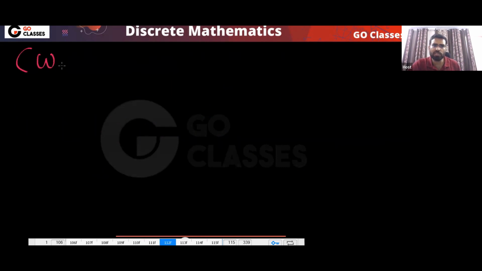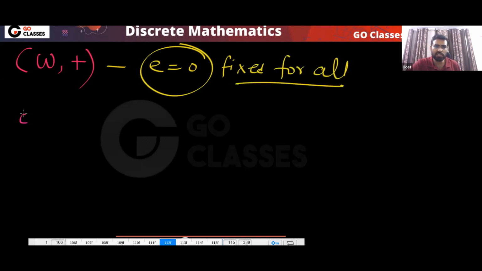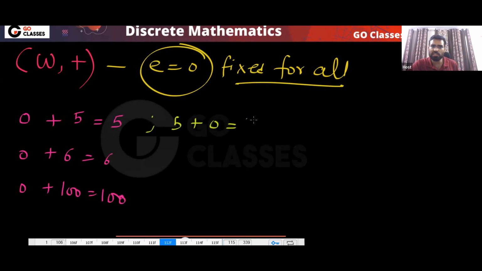What can you say about the set of whole numbers with addition? Here there is an identity element, and it is fixed for all. You can notice that this 0 is fixed for all. With this 0, you can take any number from the set of whole numbers and the result will be the same number, like 5 plus 0 is 5. Also 0 plus 5 is 5. 6 plus 0 is also 6, and 100 plus 0 is also 100. So this 0 is the identity element.